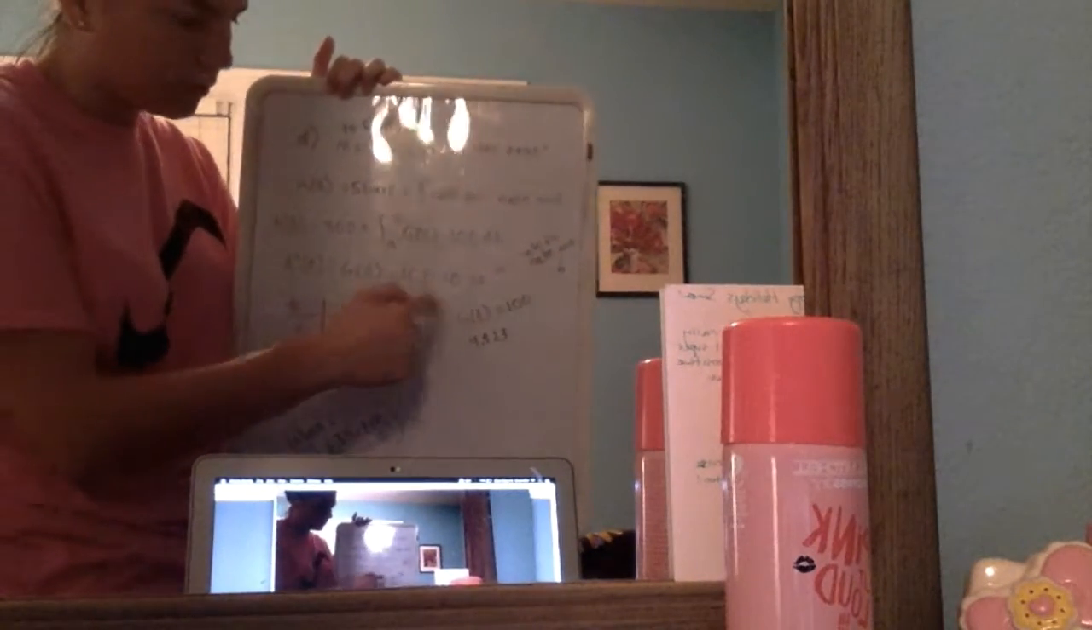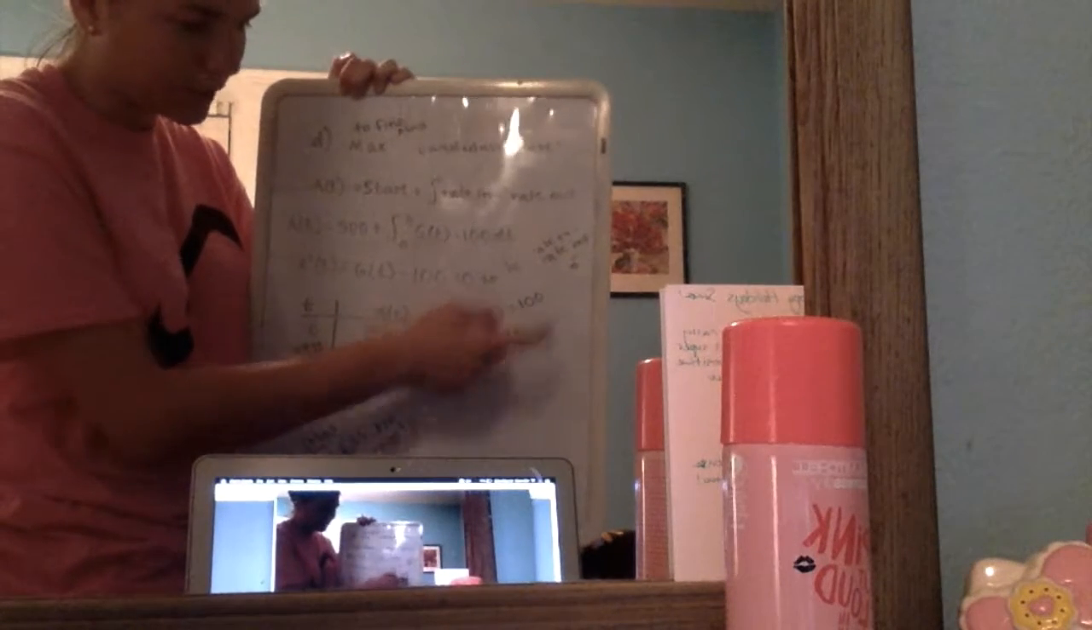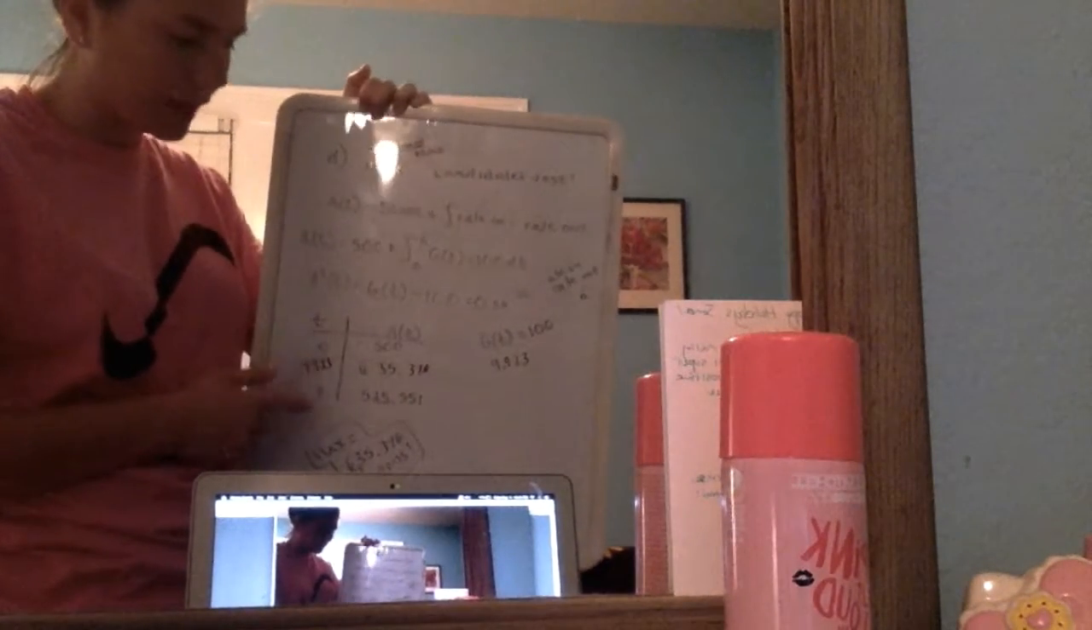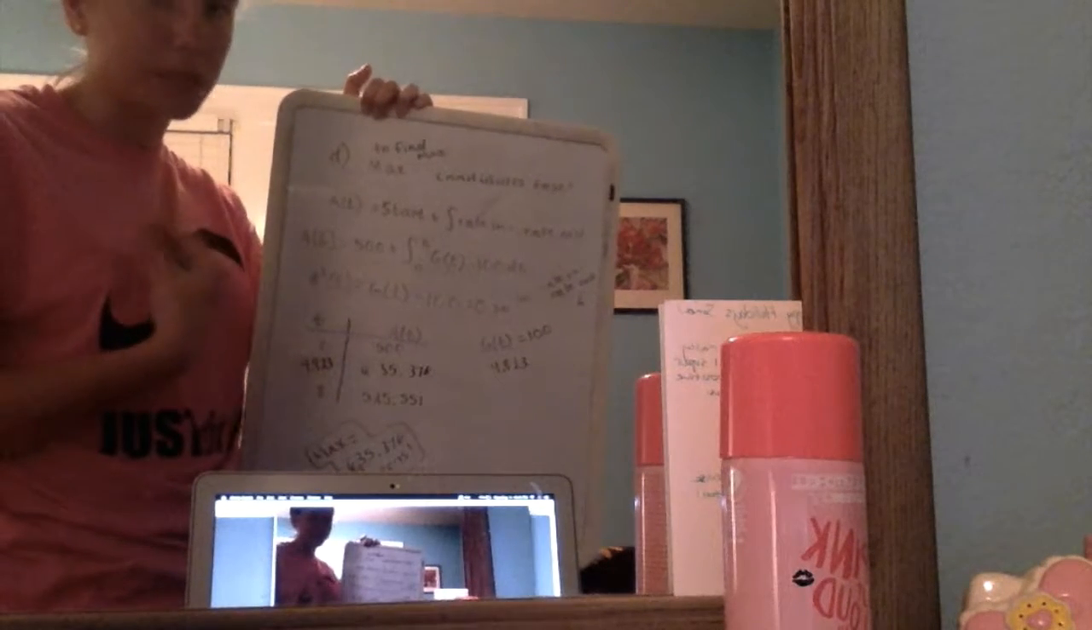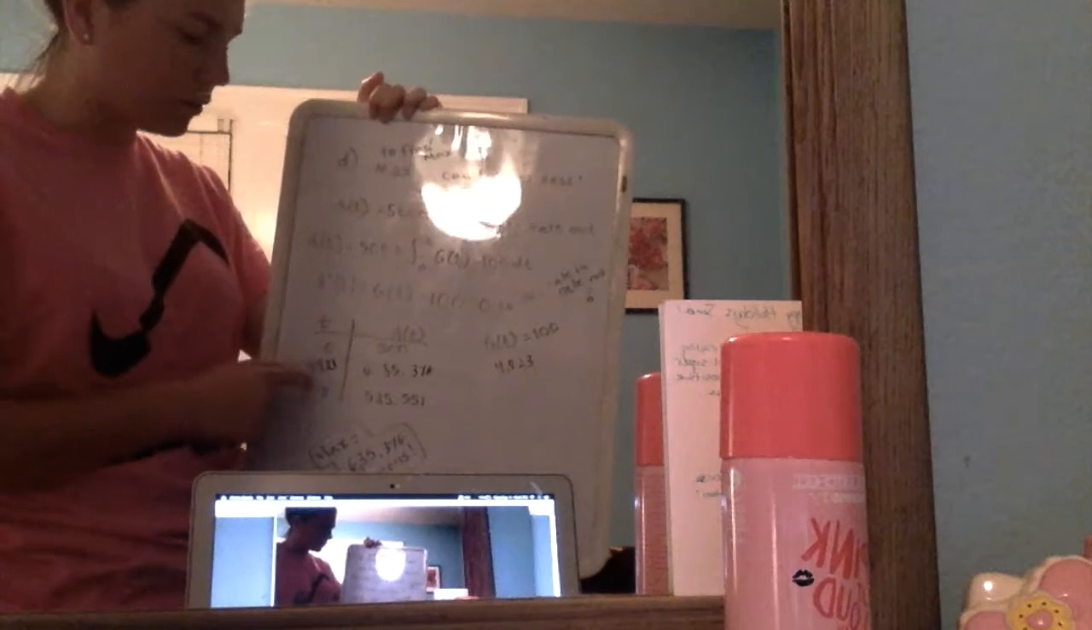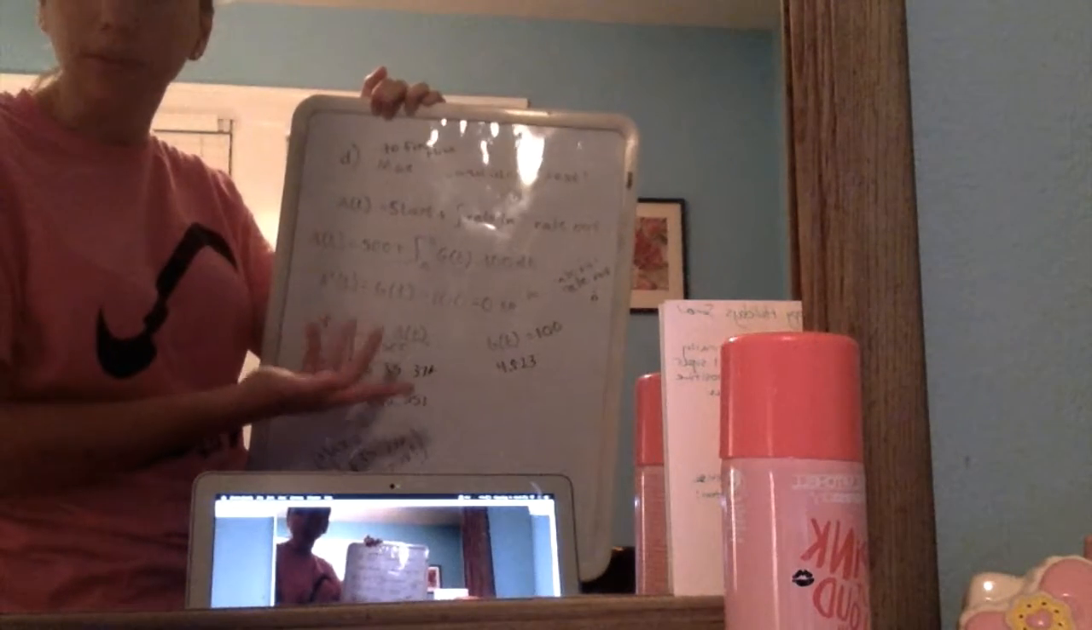For the derivative, we want to find when it hits 0, crossing between negative and positive for A prime. We want to find when the rate in minus rate out equals 0. So you find that g of t equals 100 when t is 4.923, and you plug 0 and 8 into the candidates test for t, because those are the start and end of the interval, and you also plug in 4.923 because that's a critical point from A prime.